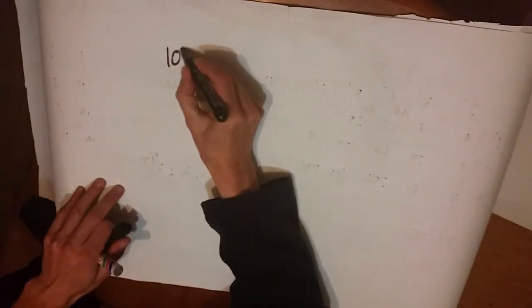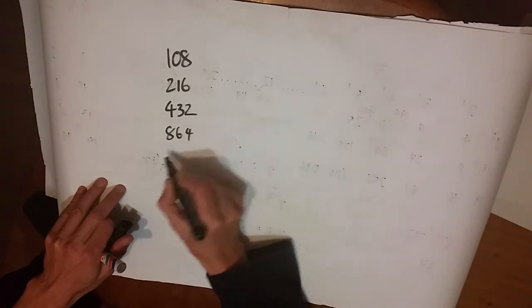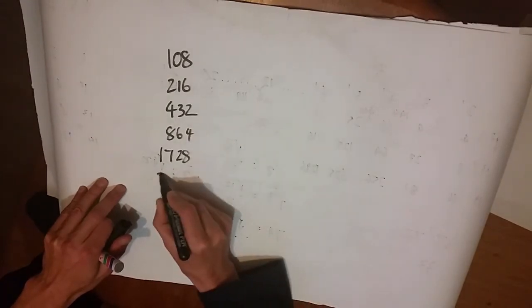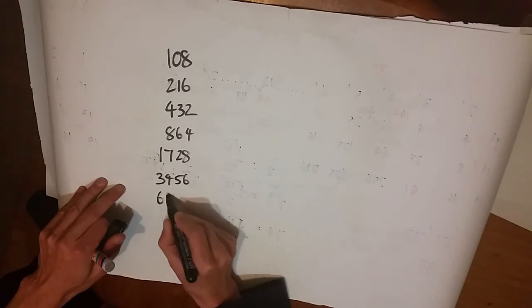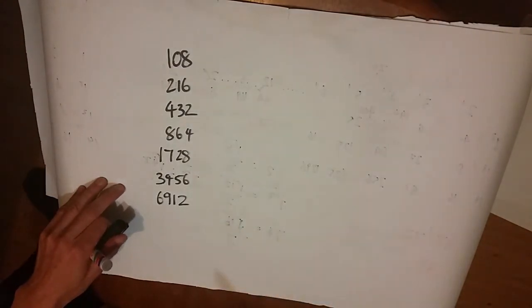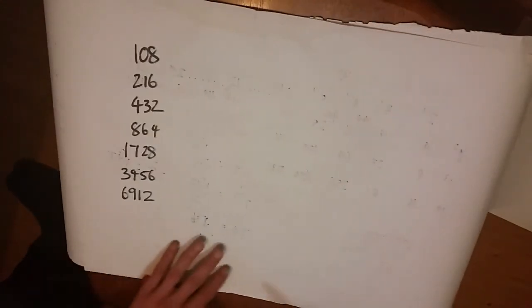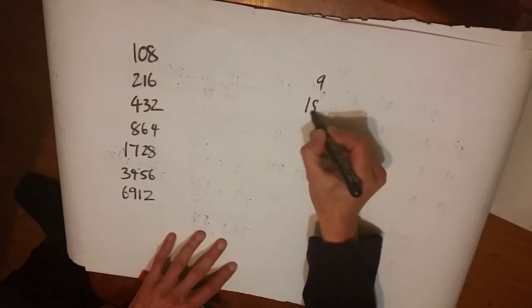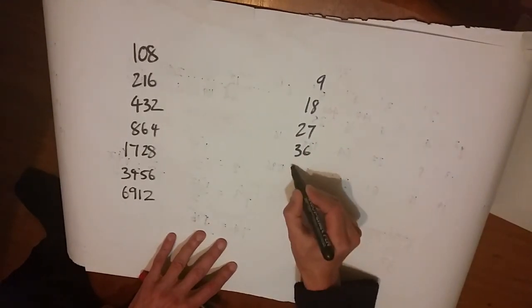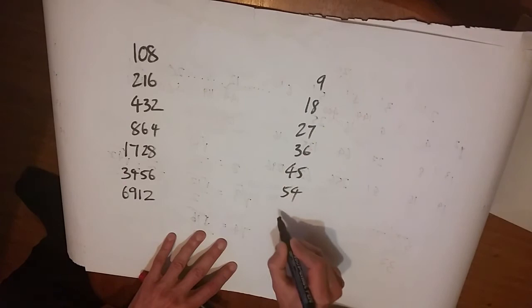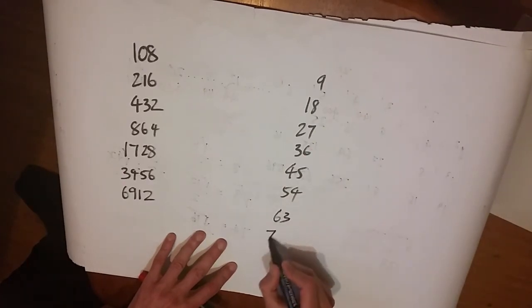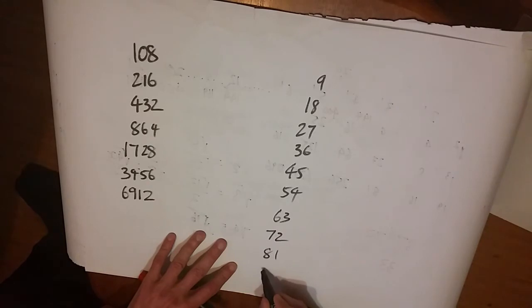Okay, while I'm here, I should add as well, if we do those numbers again, 108, 216, 432, 864, 1728, 3456, and 6912, these numbers are all multiples of 9. So if we do the 9 times table, 9, 18, 27, 36, 45, 54, 63, 72, 81, and 90.